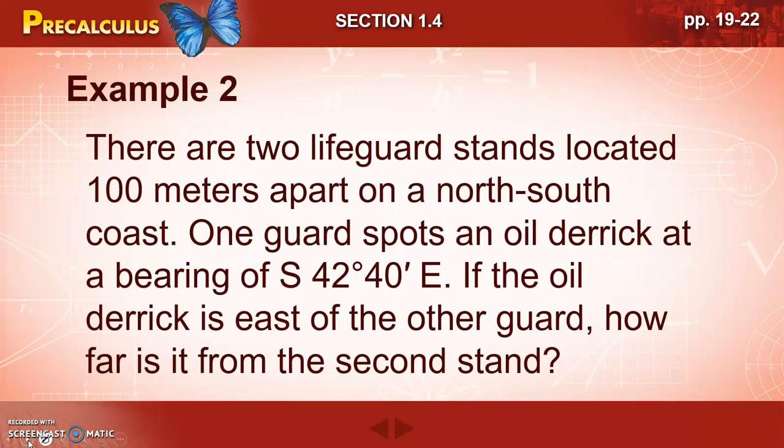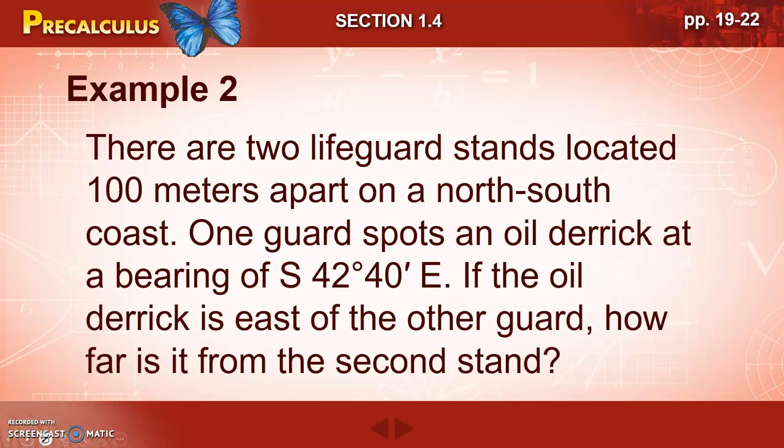So here's another example for you using these angles of elevation, depression, and some bearing. There are two lifeguard stands located 100 meters apart on a north-south coast. One guard spots an oil derrick at a bearing of south 42 degrees 40 minutes east. If the oil derrick is east of the other guard, how far is it from the second stand?